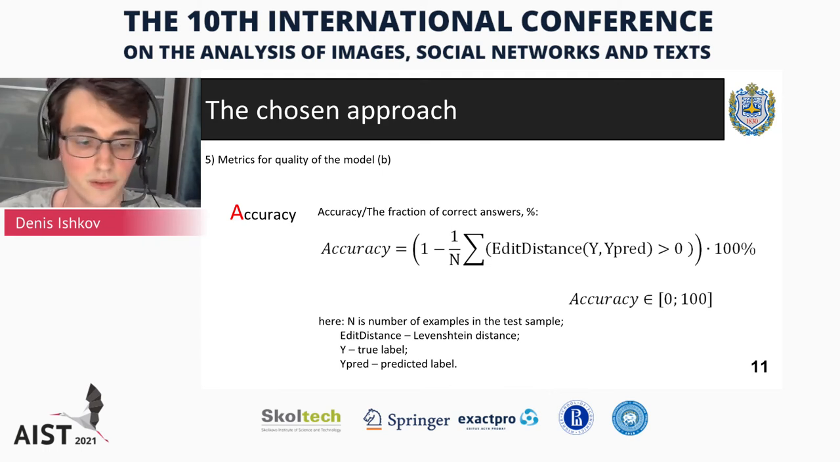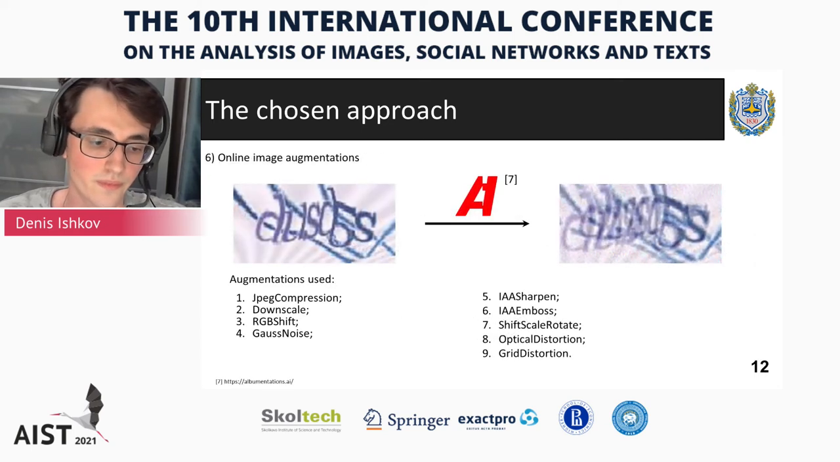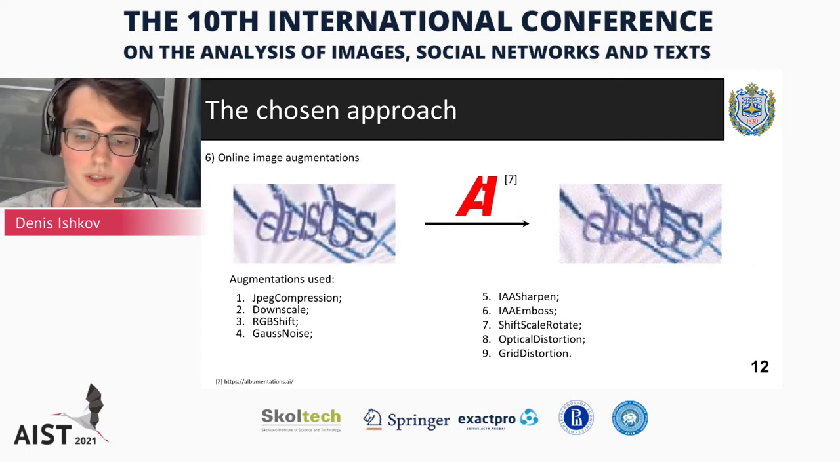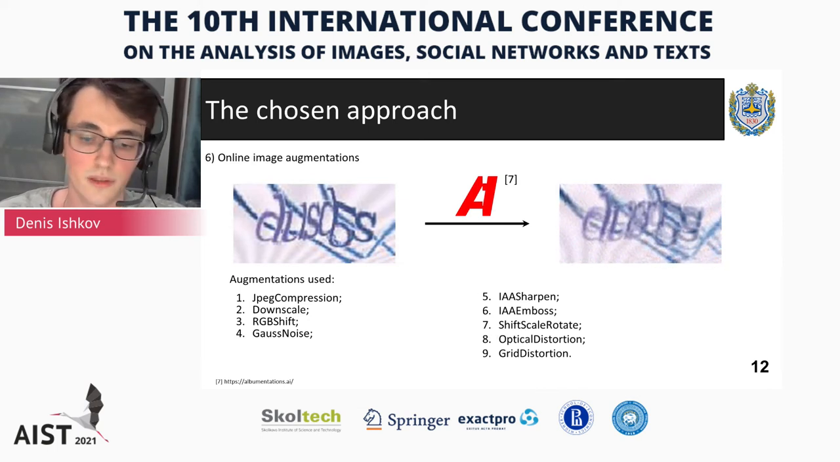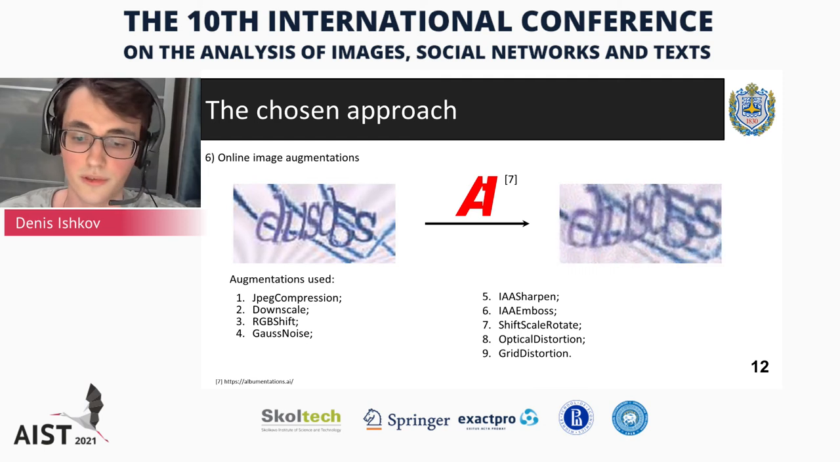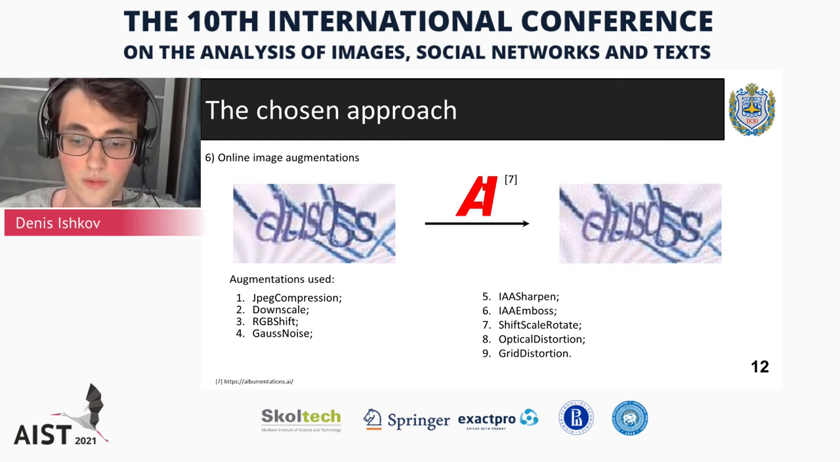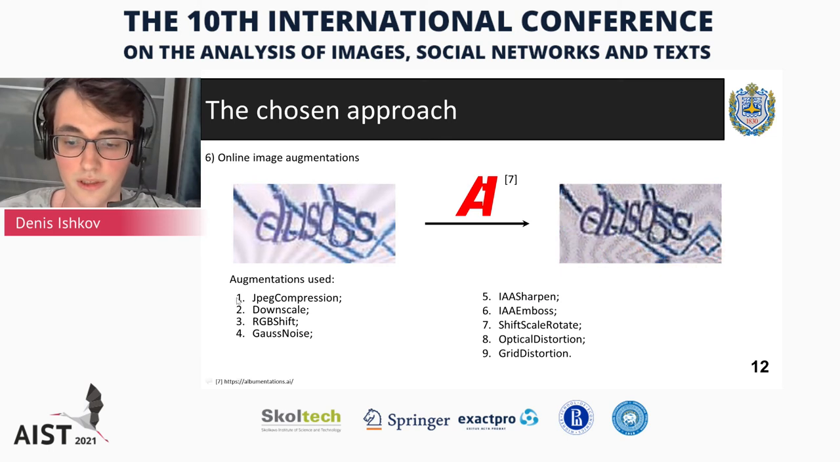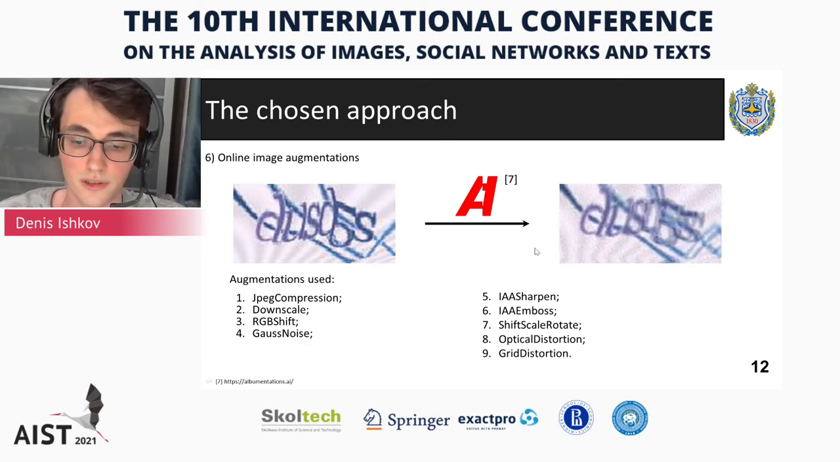And accuracy we used for evaluating the models after training. Also, during the training process, images with the CAPTCHA are augmented in an online fashion. We apply various transformations, distortions, color jittering, lossy compression, blurring, noising. For this task, we use a Python library named Albumentations, and you can see the full list of used augmentations on the slide.